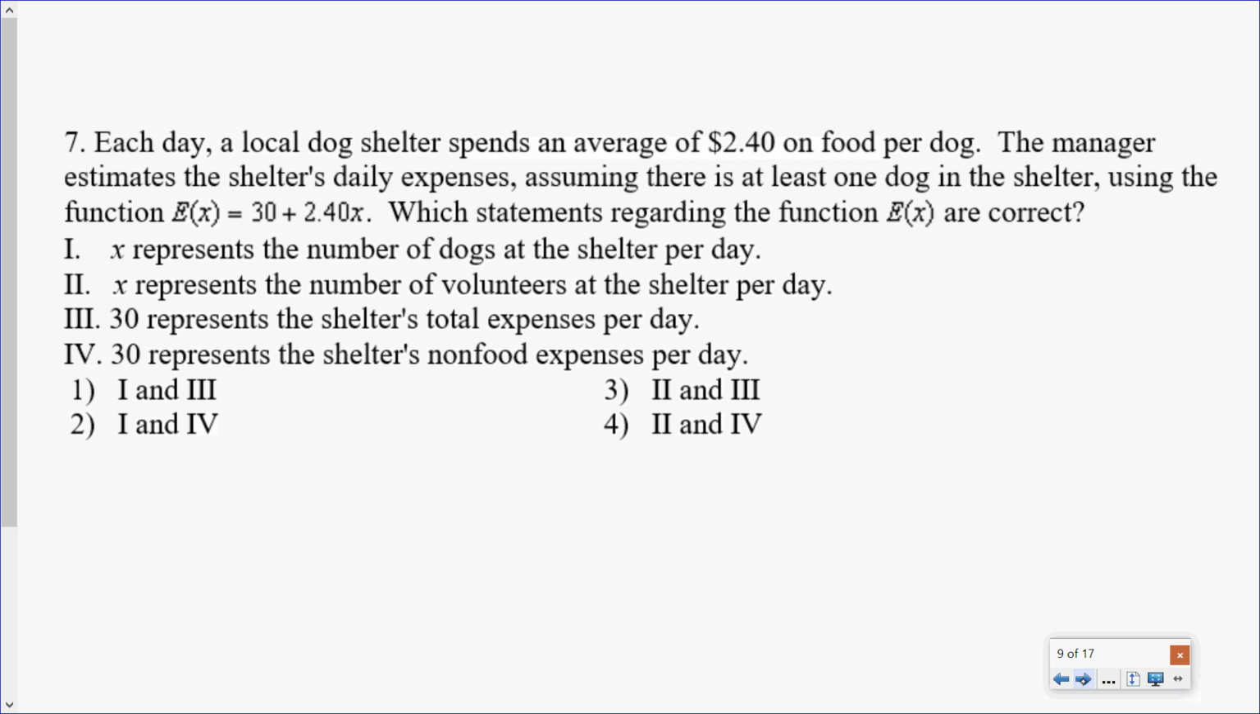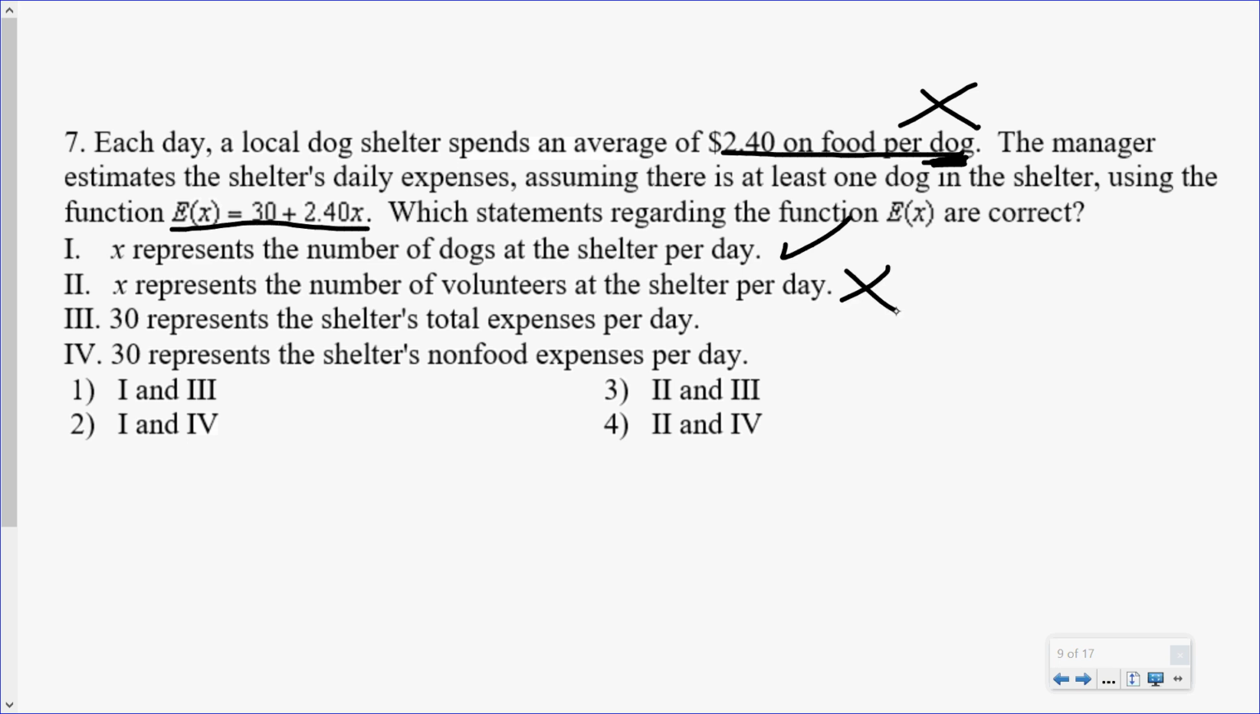Okay. Each day, a local dog shelter spends an average of $2.40 on food per dog. The manager estimates the shelter's daily expenses, assuming there's at least one dog in the shelter, using this function. Which statements regarding the function are correct? So, the first thing is X represents the number of dogs, X represents the number of volunteers. Well, what's the per? It's $2.40 per dog. So that means that the variable is dogs. So this one looks good, this one doesn't.